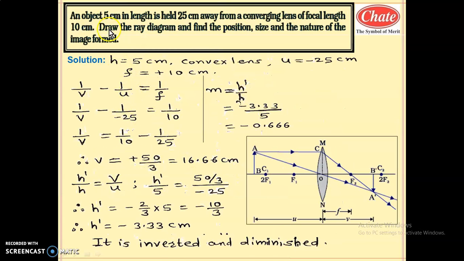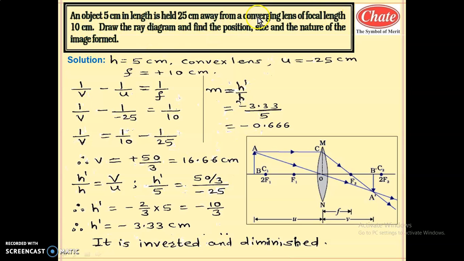Now this is the next problem. An object 5 centimeter in height. So height of the object is 5 centimeter. It's held 25 centimeter away from a converging lens. Converging lens means convex lens. It is held 25 centimeter away, means U is minus 25 centimeter, of focal length 10 centimeter.